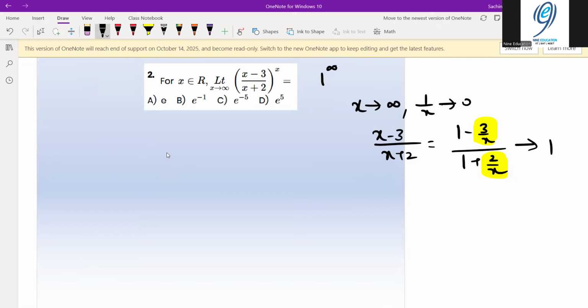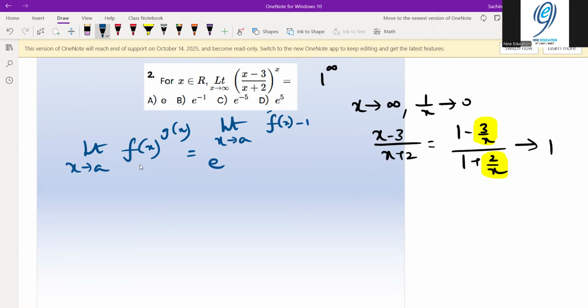So if limit x tends to a, f of x power g of x is of the form 1 power infinity, right? Then it can be rewritten as e power limit x tends to a, (f of x minus 1) times g of x. So a very important result that you can use in limits of the form 1 power infinity. But do remember that this is only applicable if the limit is of the form 1 power infinity. So here f of x is (x minus 3) by (x plus 2), g of x is x.